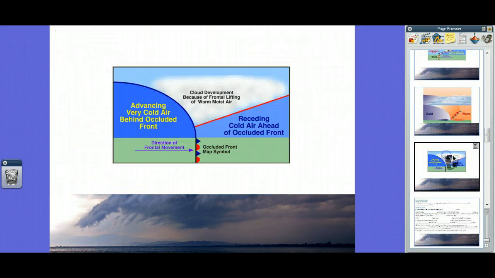This is an example of an occluded front. The very cold air, or colder air, is pushing really quickly. It catches up with cold air, and cloud development forms in between these two gaps. So you might have one cold front moving, a second cold front will run behind it and run into it, making an occluded front. You'll have rain, and then it'll dry out. So that's weather fronts for you.